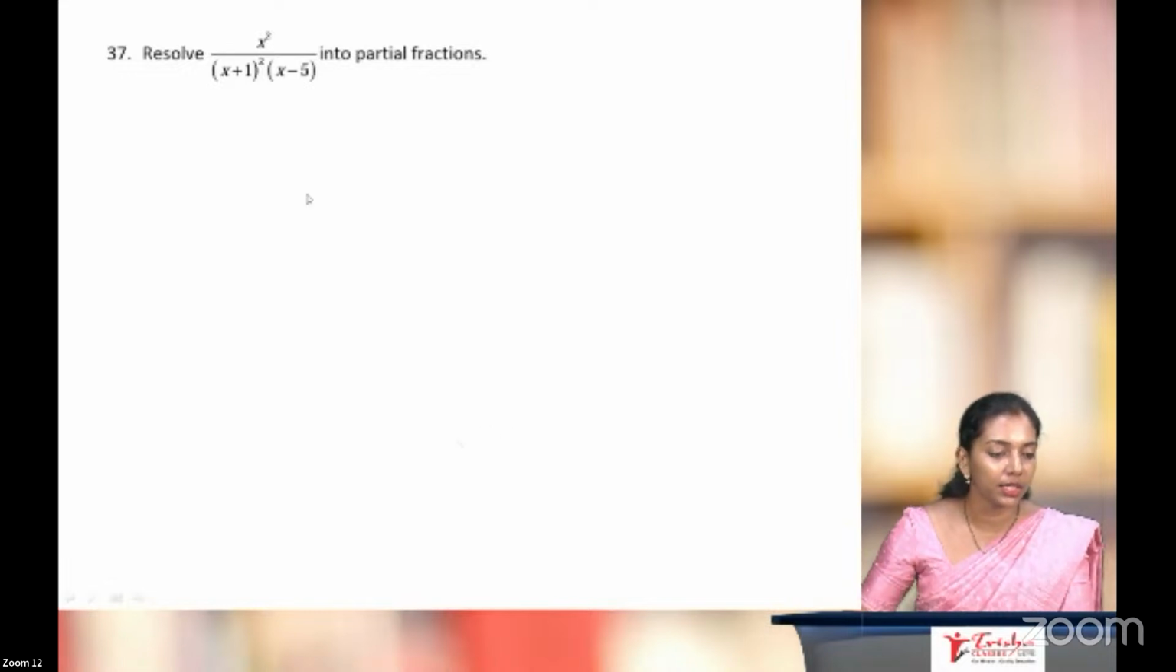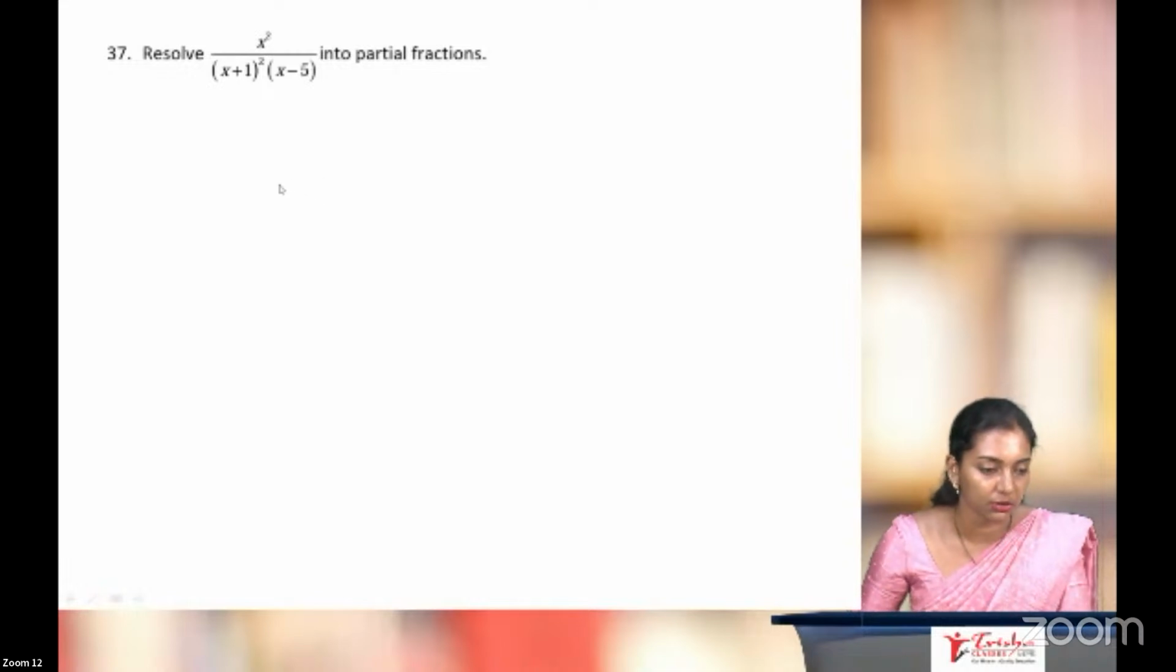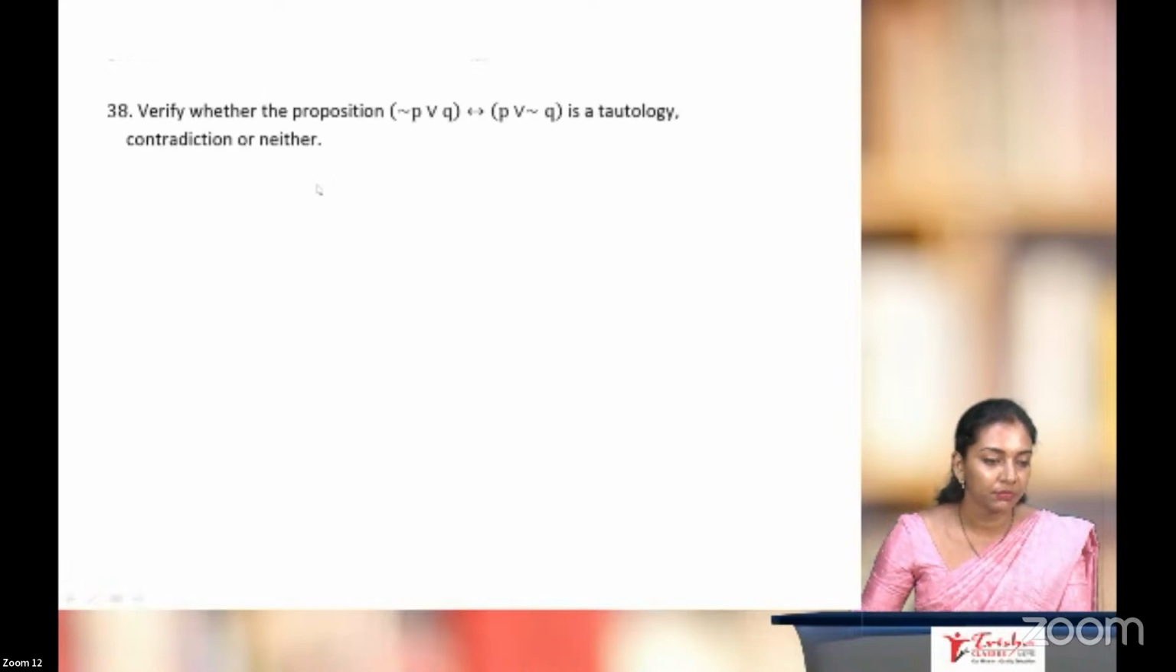So x square by (x plus 1) whole square into (x minus 5) into partial fraction. We have already finished partial fraction. Here also you can observe in the denominator you have repeated factors, x plus 1 whole square. Such problems you can expect for the 37th question under partial fraction.